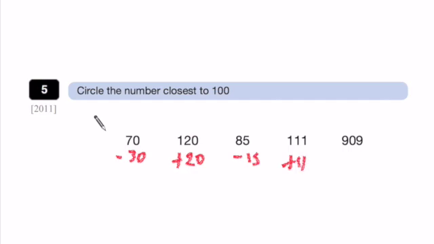And then this one, wow, 909 is actually 809 more than 100. So which one are we looking at? 30, 20, 15, 11. So it's this one. The number that's closest is this one because it's only 11 after 100. The next closest one is 85.